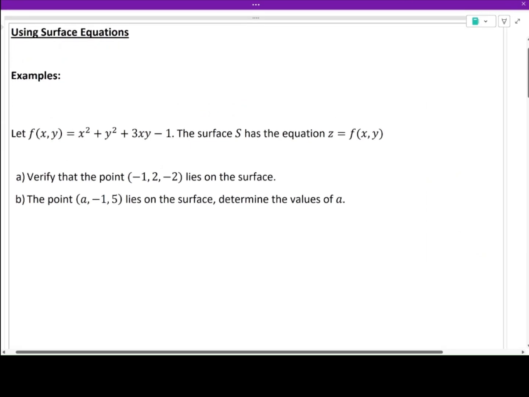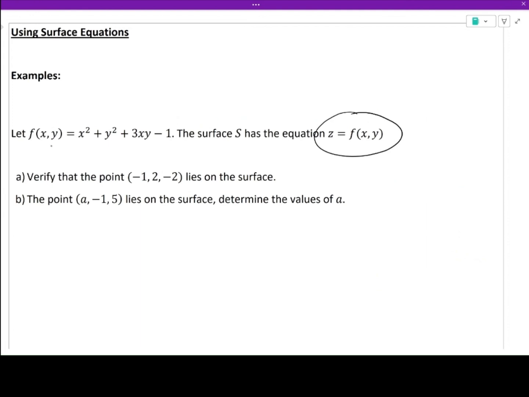In this video, we're going to look at using surface equations. So we've been given an equation here. f of xy is equal to x squared plus y squared plus 3xy, take 1. And it says the surface S has the equation z is equal to f of xy. So I can go back here and actually replace the f of xy with a z if you want to get the following.